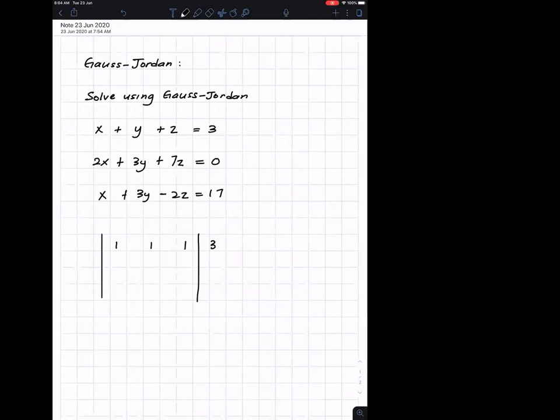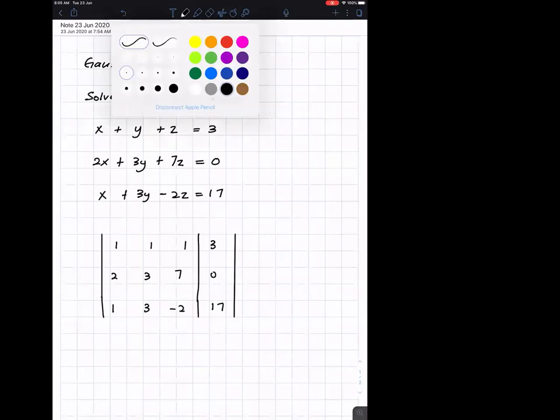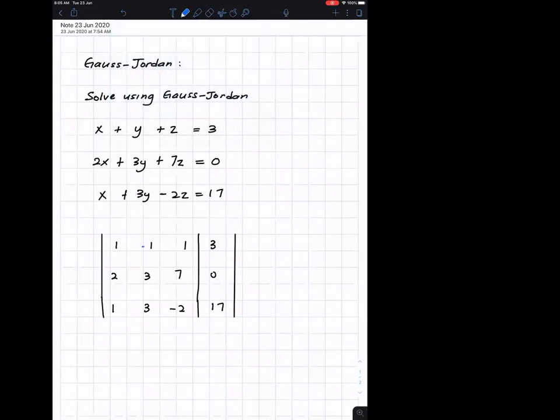Second row, 2, 3, 7, 0. The third row is 1, 3, minus 2, 17. So once you have it in this form, then you use the elimination technique and try to make these entries go to 0.